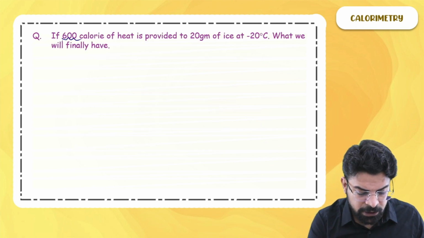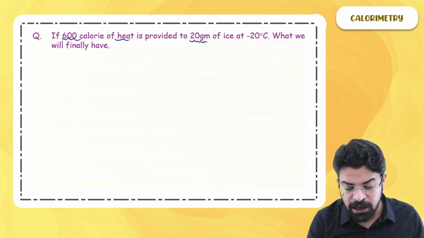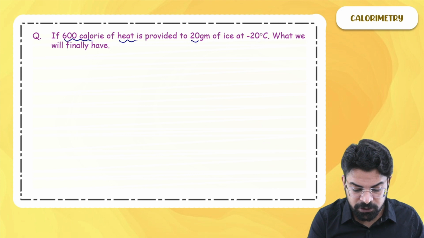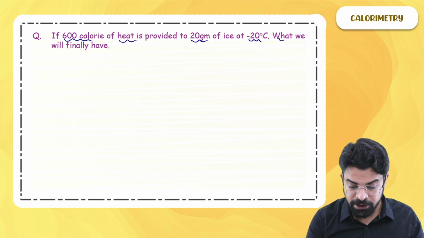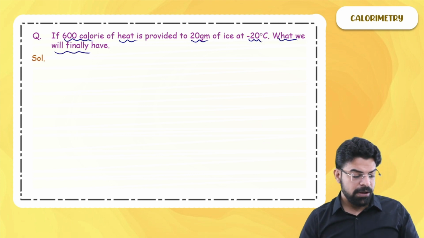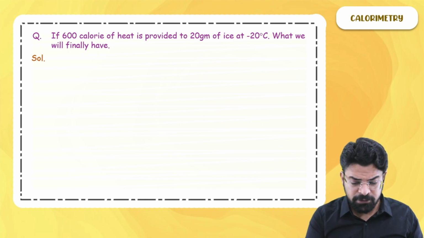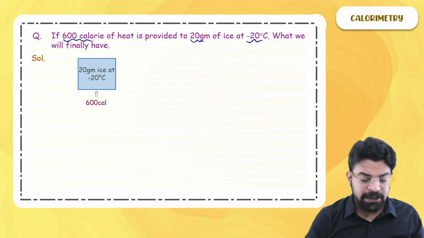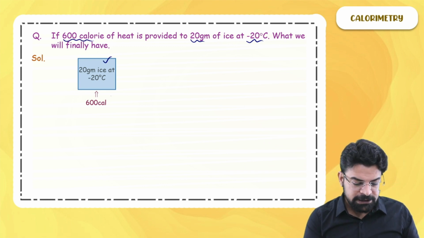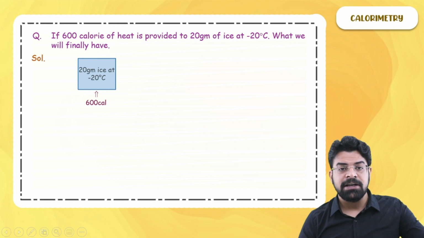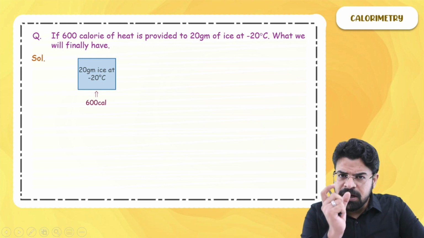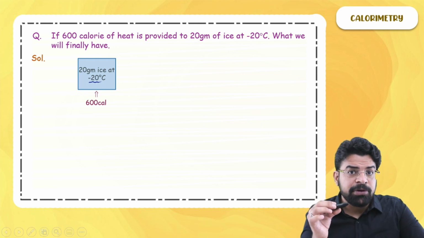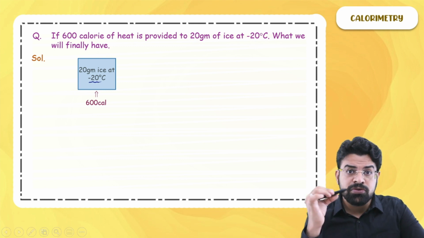If 600 calorie of heat is provided to 20 gram of ice at minus 20, what will we finally have? So initially we have got 20 gram of ice at minus 20, and we are going to provide it 600 calorie of heat. When you start providing heat to ice at minus 20, what happens? First the temperature of ice increases from minus 20 to 0.